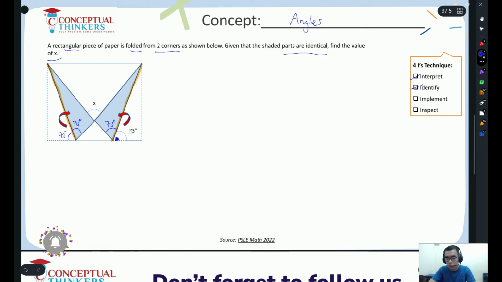Now, they also mentioned a rectangular piece. This means that all the corners will be 90 degrees. So this will be 90 degrees and this will be 90 degrees. Now, when we fold it, this means that here will be 90 and here will be 90.